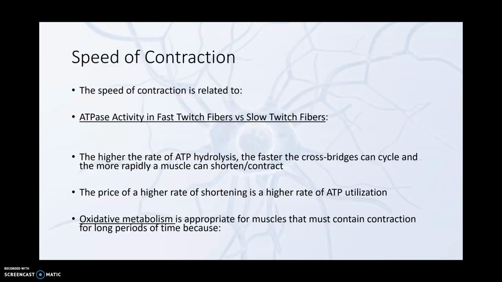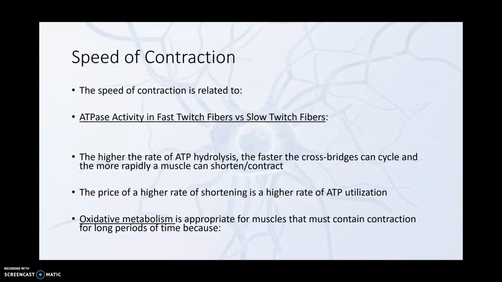However, the price of a higher rate of shortening, so contraction cycle or rate of stretch shortening cycle, is a higher rate of ATP utilization. So oxidative metabolism is appropriate for muscles that must sustain contraction for long periods of time because it produces ATP with a high level of efficiency. So when we're using oxidative metabolism, let's go back to what we talked about with our metabolic pathways. Let's just say we use glucose. We could use aerobic glycolysis, and one molecule of glucose can produce anywhere from 32 to 36 ATPs if we're going to go through aerobic metabolism.